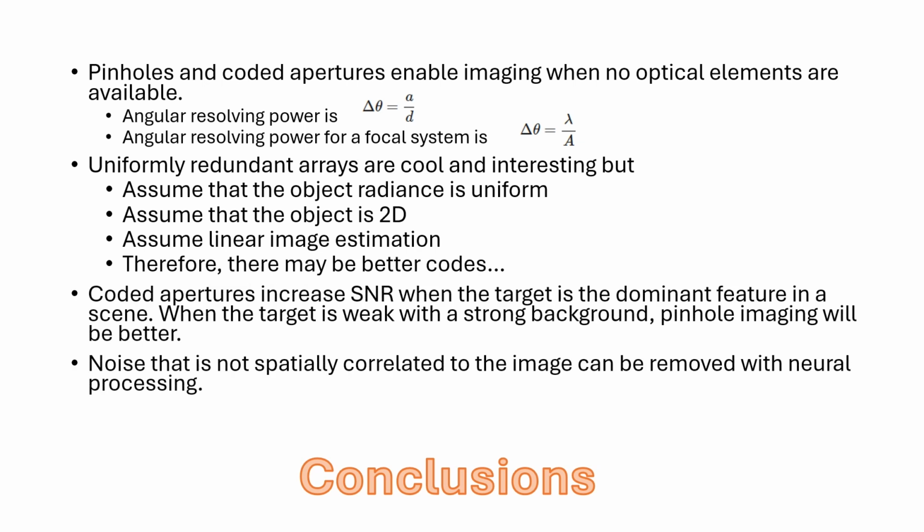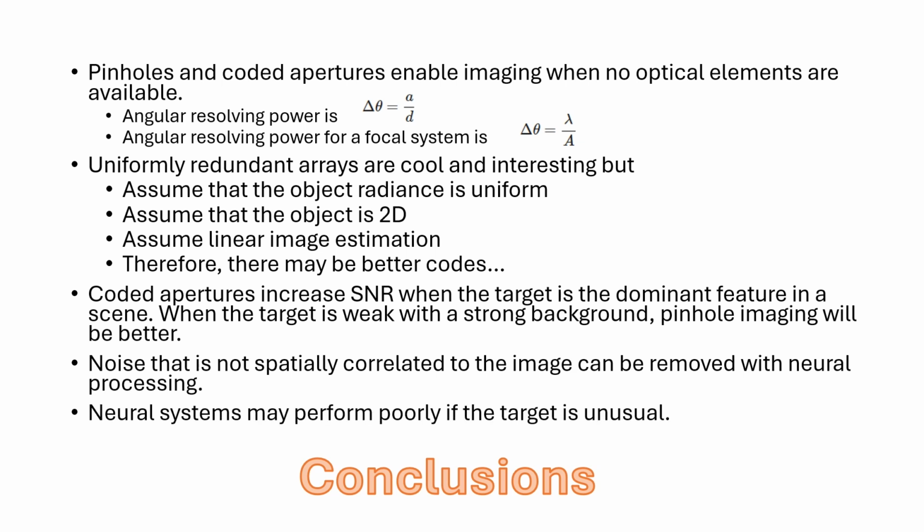Coded aperture systems increase SNR when the target is the dominant feature in the scene. If the target was weak with a strong background, pinhole imaging might actually be better. Noise that is not spatially correlated to the image can be removed with neural processing. So we've seen our first neural denoising system. Neural systems perform poorly if the object is not structured according to the training data, if it's just a random object uncorrelated to something. But they work well if they're finding features that are known to the system.